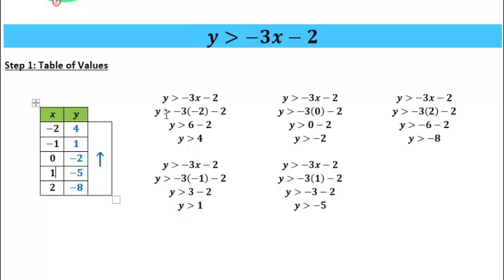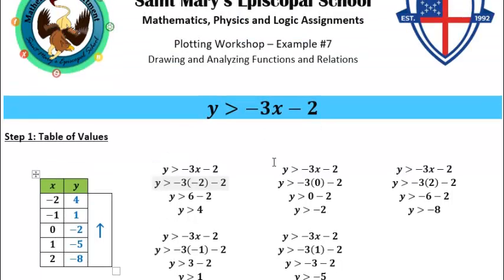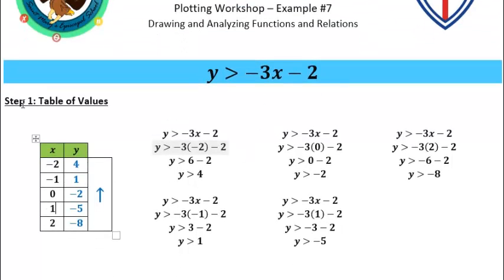And that's how you do step 1 for a linear inequality. Okay, once we work with step 2, you're gonna see what this arrow is gonna help you for and how we should do the drawing.